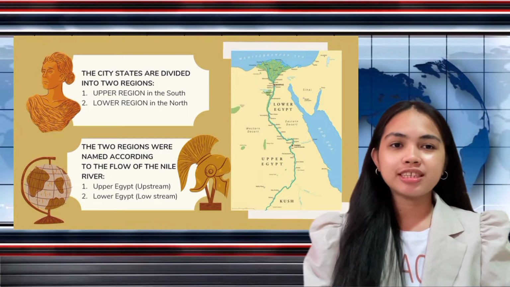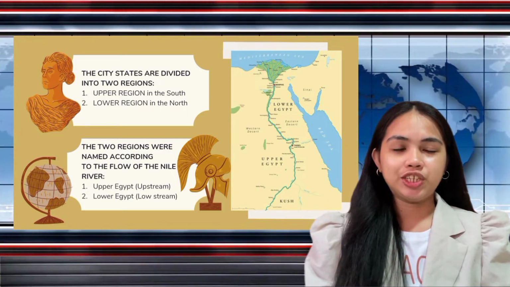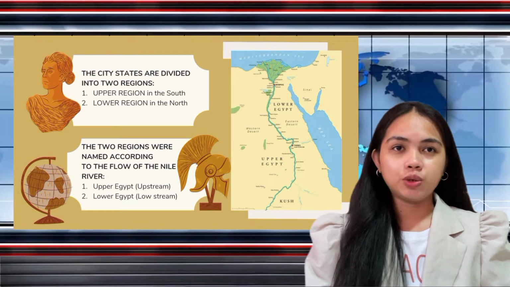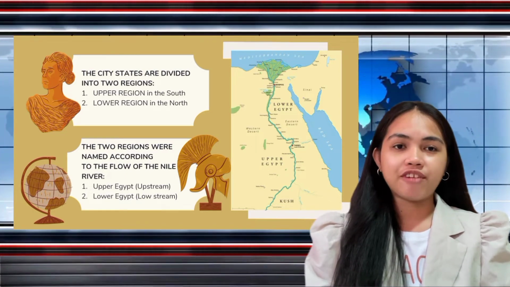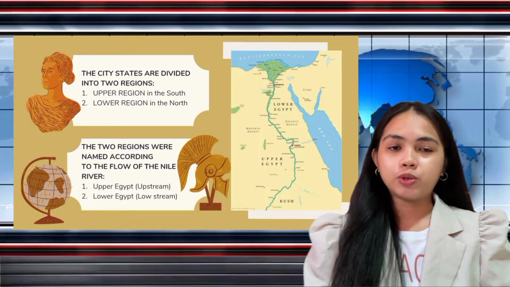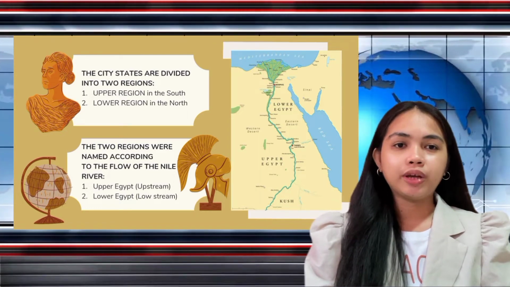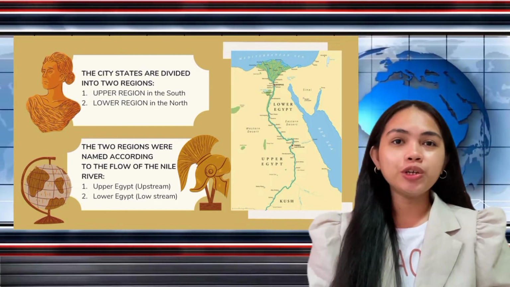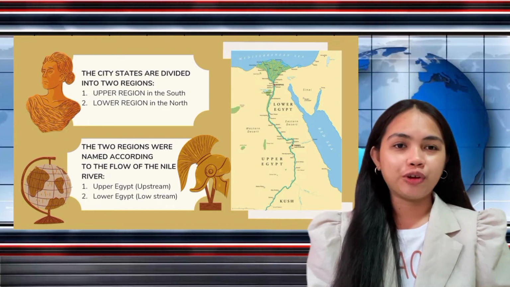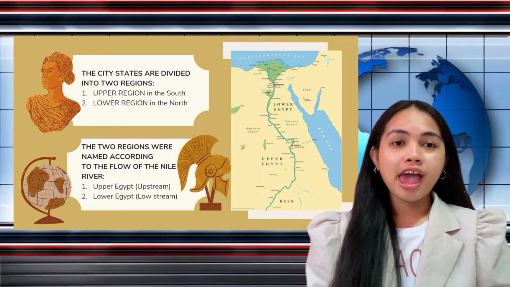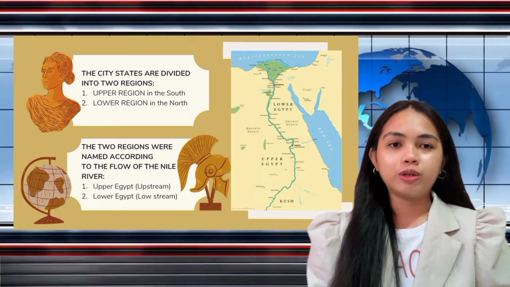Continuing the previous discussion, I am Rian Eliza J. Galgo. The city-states were divided into two regions along North Africa's Nile River, which were the Upper Kingdom located in the south and the Lower Kingdom located in the north. The two regions were named according to the flow of the Nile, the Upper Egypt in the south, which was upstream, and the Lower Egypt in the north, which was downstream.